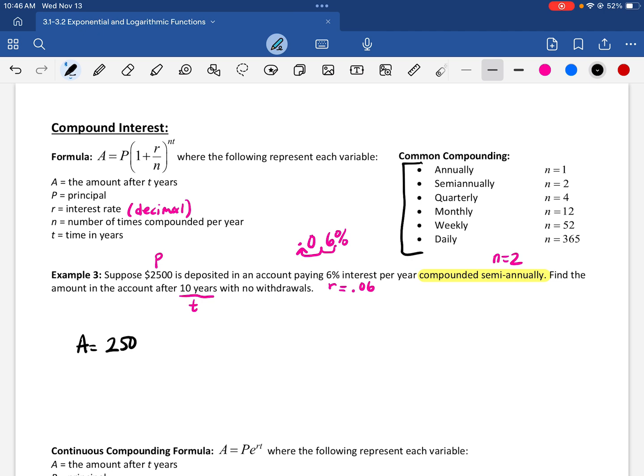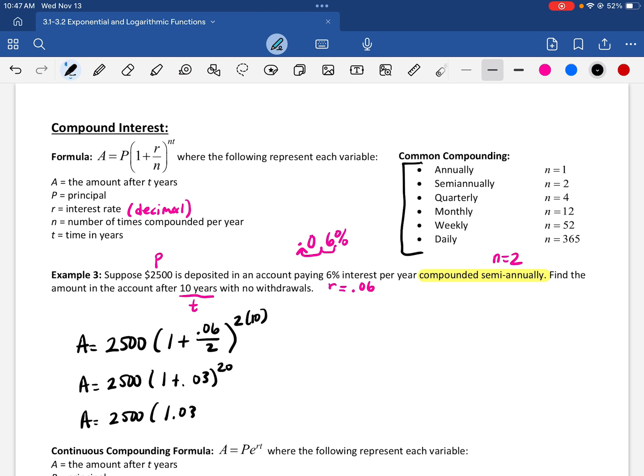We've got $2,500, 1 plus 0.06 divided by 2, because that's our N, raised to the 2 times 10. So 2 being N, 10 being T. So let's simplify this down. All right, I'm going to do 0.06 divided by 2 and get 0.03. And then 2 times 10 is 20. And we'll add 1 plus 0.03.